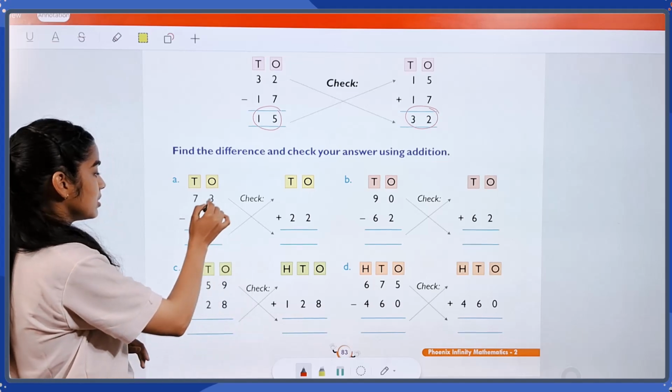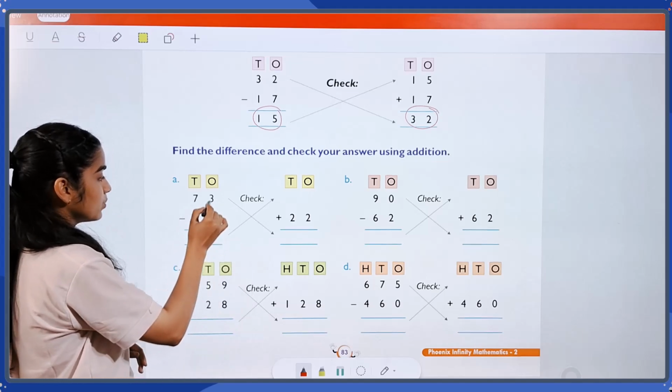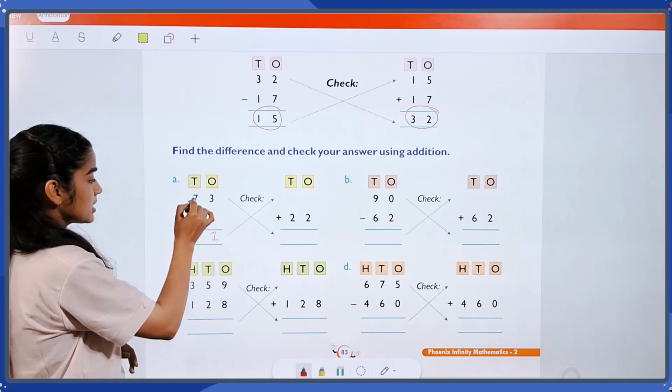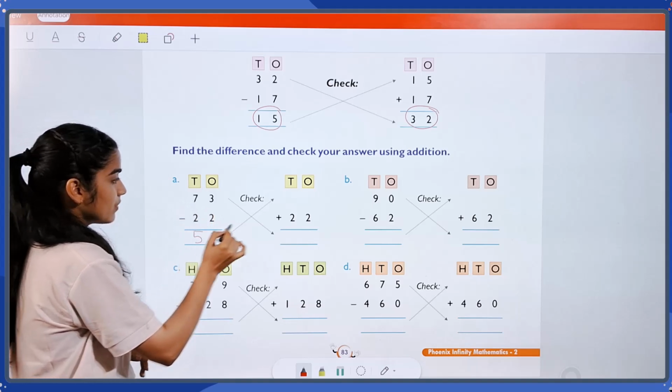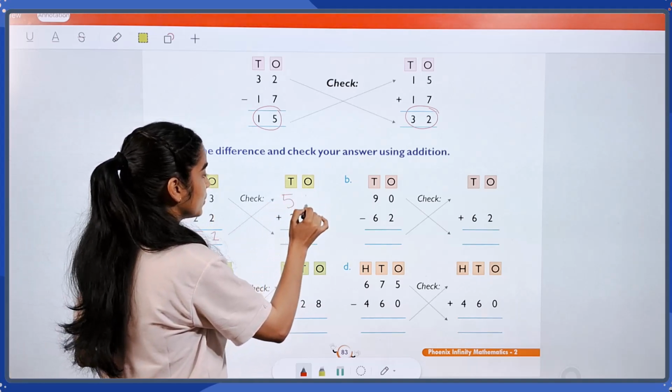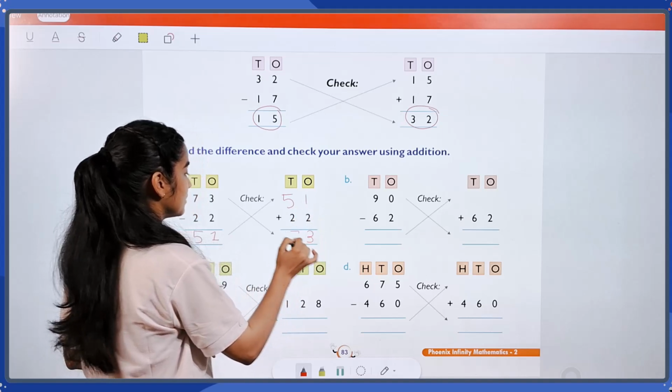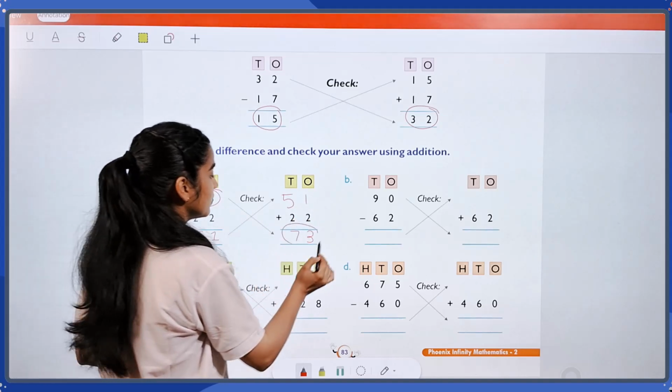Find the difference and check your answer using addition. So 73 minus 22. 3 minus 2 is 1. 7 minus 2 is 5. So when we add 51 to 22, we get 73. The answer is the same.